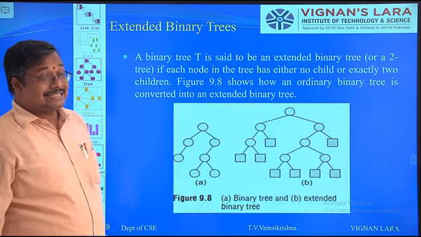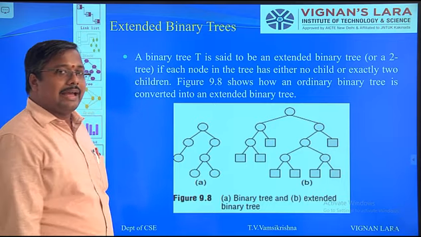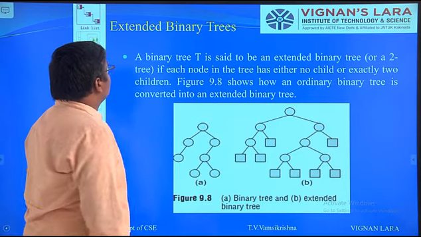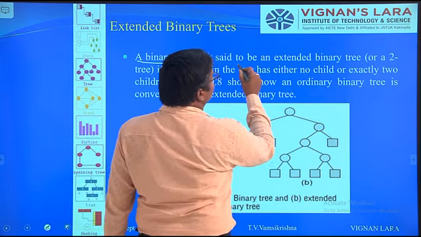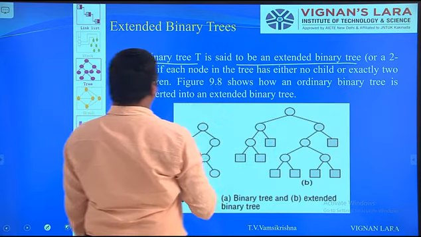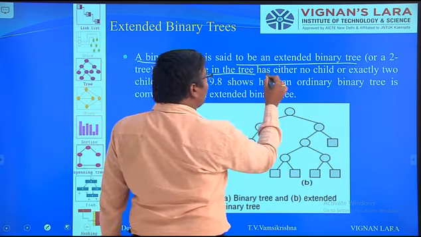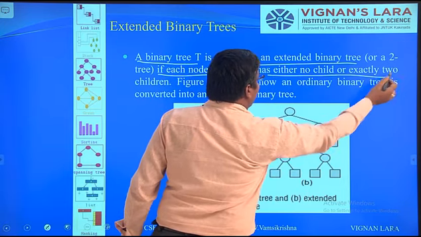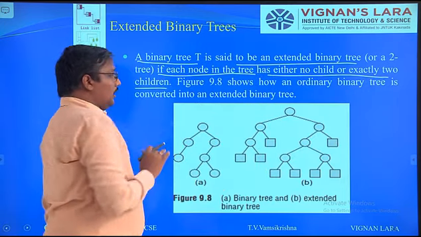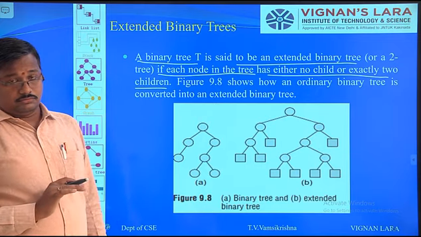Next, extended binary trees. A binary tree T is said to be an extended binary tree if each and every node in the tree has either no child or exactly two children.